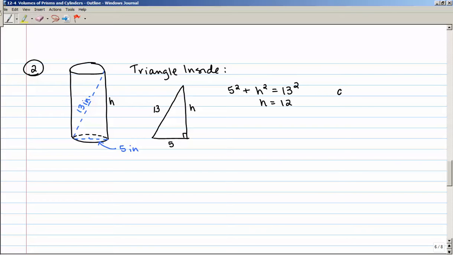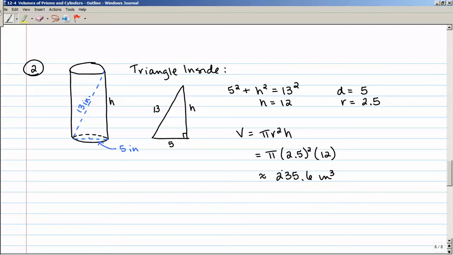Now, since the diameter of the base is 5, that means my radius is going to be half of that, or 2.5. So my volume, pi r squared h, is going to be pi times 2.5 squared times 12, or my volume is approximately equal to 235.6 cubic inches. So sometimes with a cylinder, you can also have a triangle on the inside where you may need to find one of the missing measures.